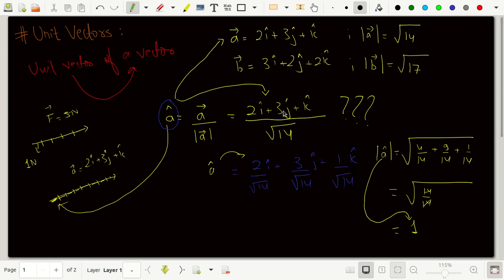So this is what unit vectors talk about: the magnitude of the unit vector is always 1. But this unit vector is of this vector a. In the same way, we can go and try it for vector b also.